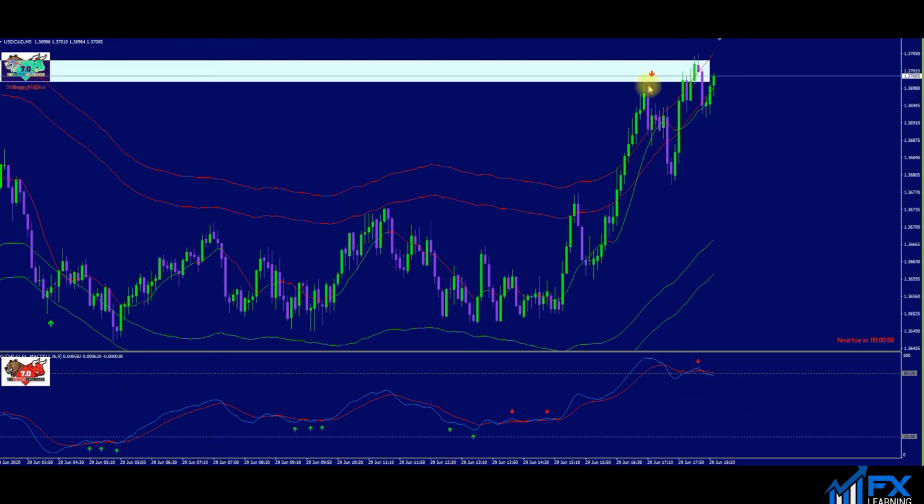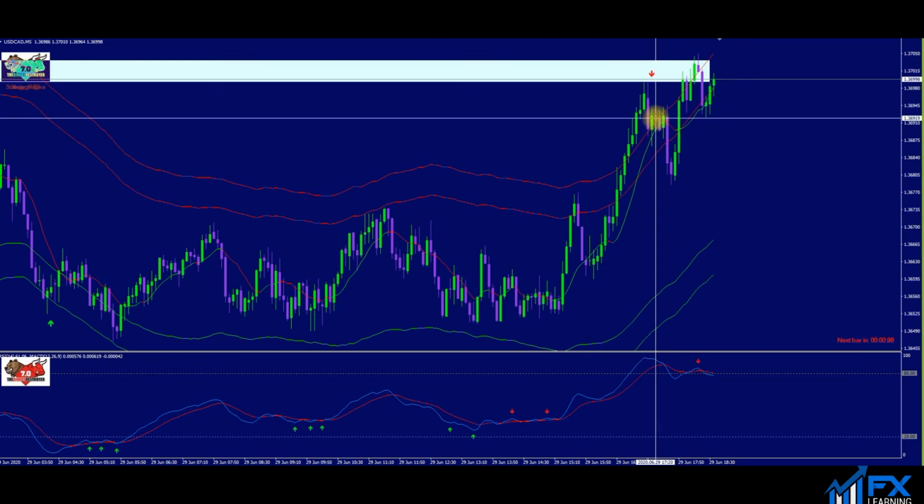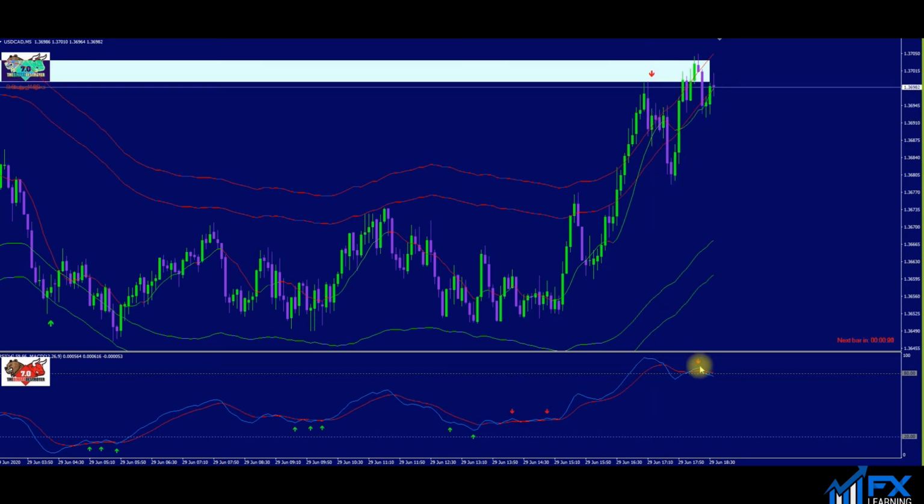We haven't popped a BD arrow. Well, in fact, we did pop a BD arrow here, which, as you can see, won. This went around a 14 pip move, but then we re-entered this signal arrow here. Now all this represents, everyone, is divergences. When divergence appears, it pops a signal.